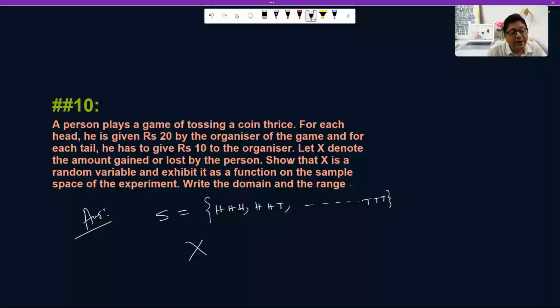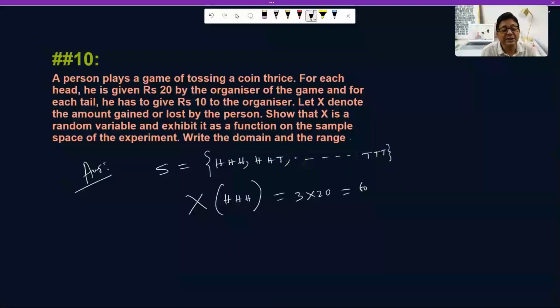So what is the value of the random variable? This is the sample space and this is the domain only. If it takes HHH, then he will gain. If he is getting heads in all three cases, then he is going to win. How much? Rupees 20 all 3 times. So it has value 60.